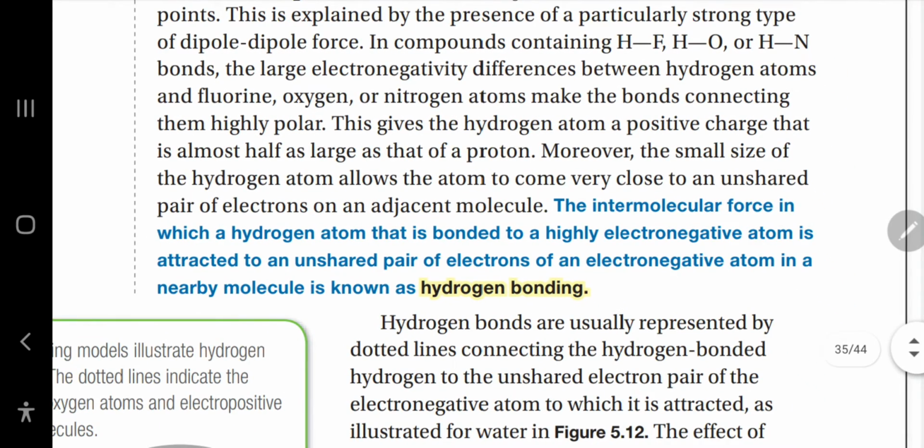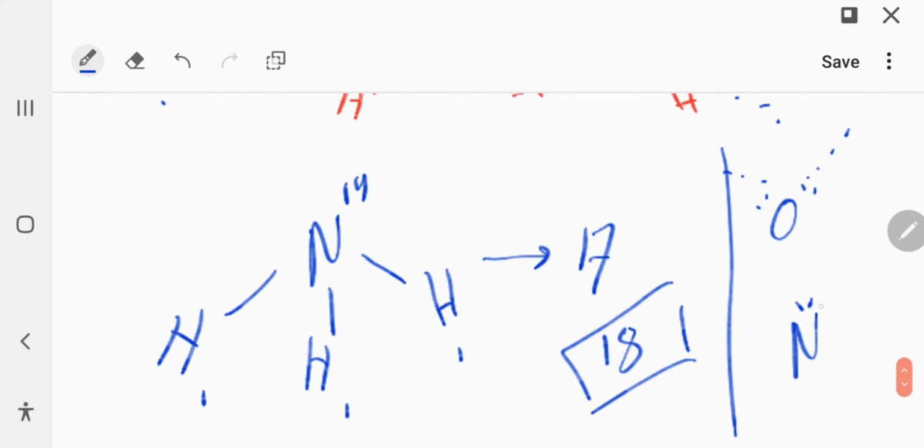So the intermolecular force in which a hydrogen atom bonded to a highly electronegative atom is attracted to an unshared pair of electrons of an electronegative atom in an adjacent molecule is known as a hydrogen bond. So it makes a big difference to count how many unshared pairs of electrons we have. As we said, in nitrogen we have one unshared pair of electrons, while in oxygen we have two unshared pairs of electrons. This is why the hydrogen bond in H2O is much stronger than the hydrogen bonds in ammonia.